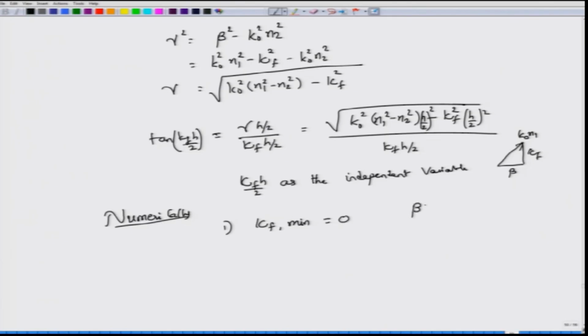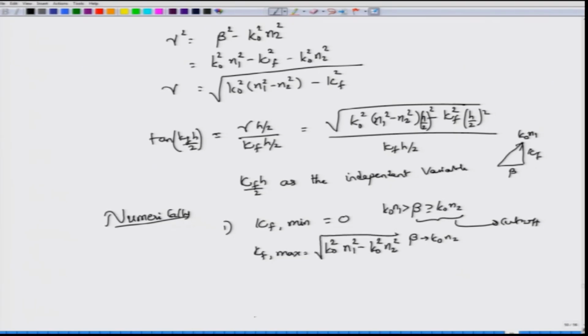What about the maximum value of kappa f? Well, we know that beta has to be greater than or at most equal to k0 n2. When this happens, then you are essentially into cutoff of that particular mode. Therefore, the minimum value of beta will be k0 n2, at which point kappa f max will be equal to the square root of k0 square n1 square minus k0 square n2 square. You can rewrite this by taking k0 out, and then you have k0 times the square root of n1 square minus n2 square.